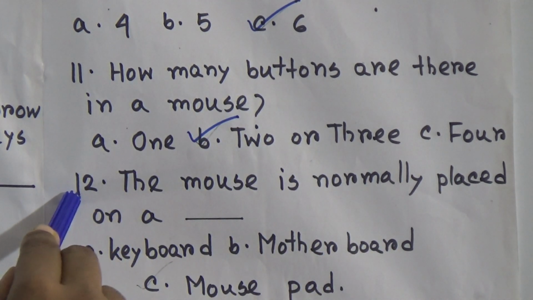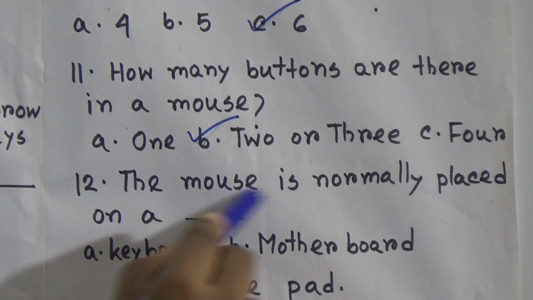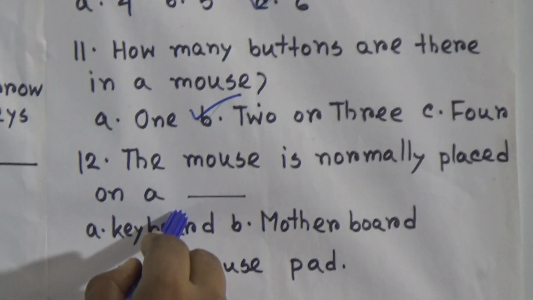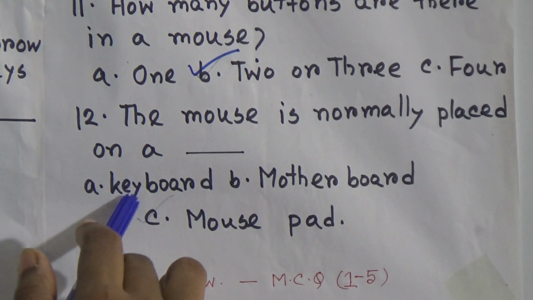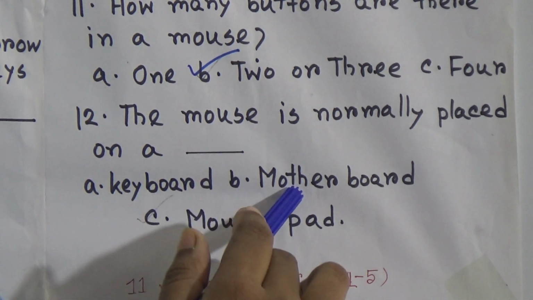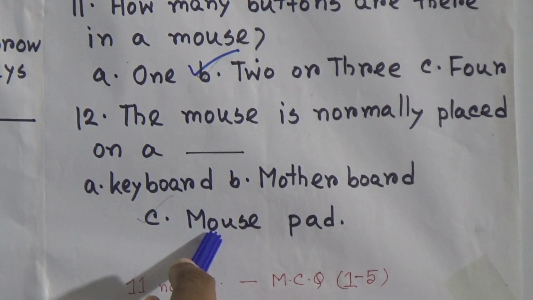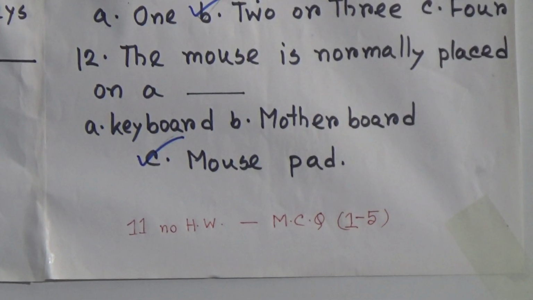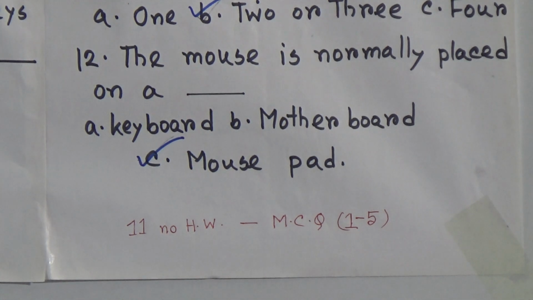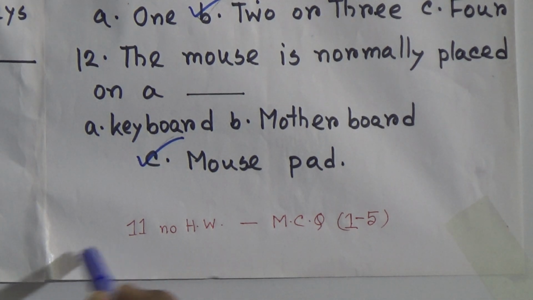Number 12 and the last one, in which place do you normally place the mouse? In the keyboard? No. In the motherboard? No. In the mouse pad? Yes. The answer will be mouse pad. You normally keep the mouse on the mouse pad.